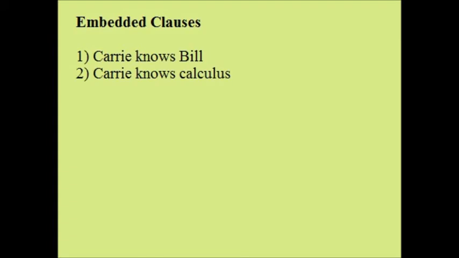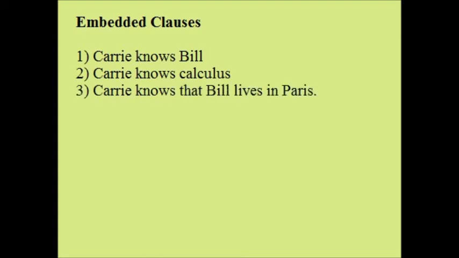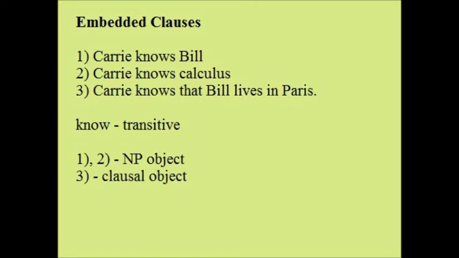Next, we discuss embedded clauses. Consider the following examples. Carrie knows Bill. Carrie knows calculus. Carrie knows that Bill lives in Paris. The verb know is transitive, meaning it takes a direct object. In the first two sentences, the direct objects are Bill and calculus respectively. In the third sentence, the direct object is that Bill lives in Paris. That is, the direct object is not an NP, but rather a clause.